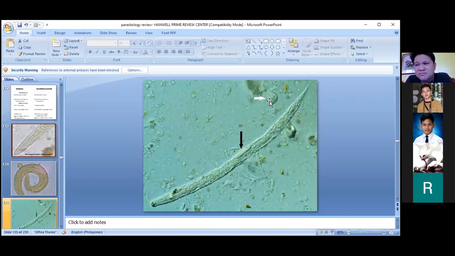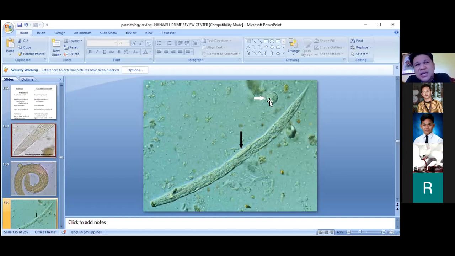Why? You should not see larva in stool for Ascaris, Trichuris, and hookworm because they require the soil for embryonation. The moment they are expelled in the stool, walang larva dyan. Puro yan ova. Kailangan niya mapunta sa soil para mag-embryonate. Yun yung sinasabi niya. Okay, not unless there is improper sample collection.